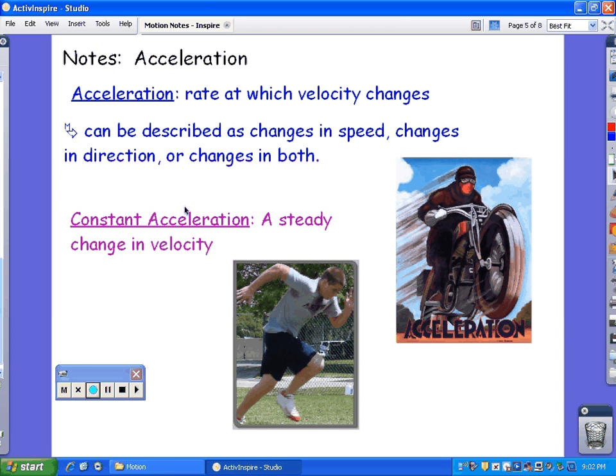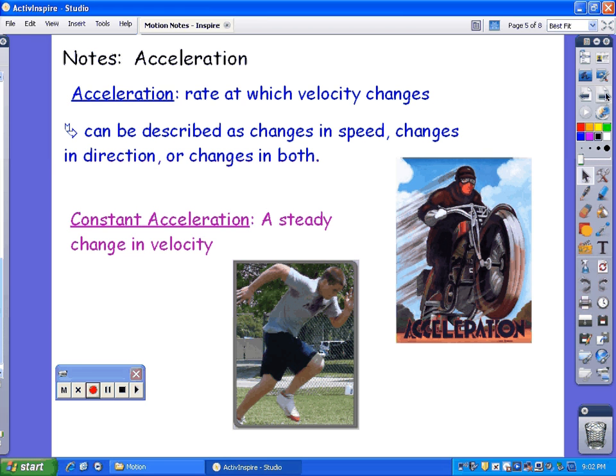So if you slam on your brakes and take a right, you're accelerating, which is hard to understand because you're slowing down. But technically it is a change in speed. Constant acceleration, again, the constant means the same. So constant acceleration is a steady change at a regular rate.